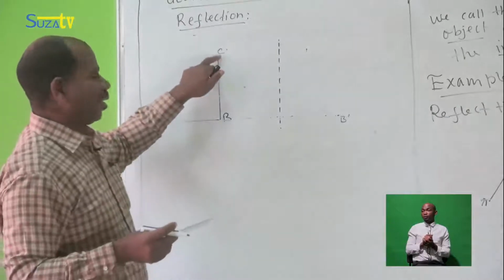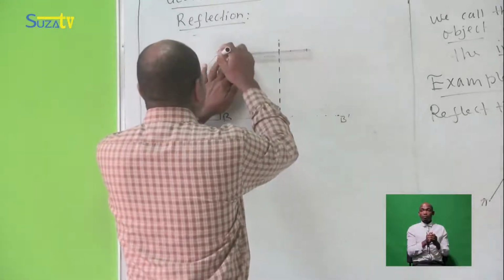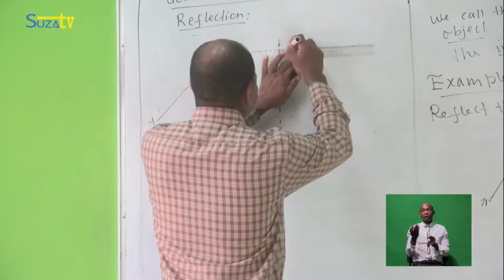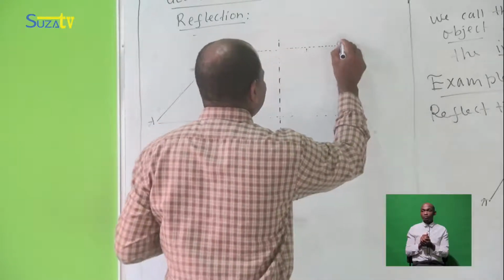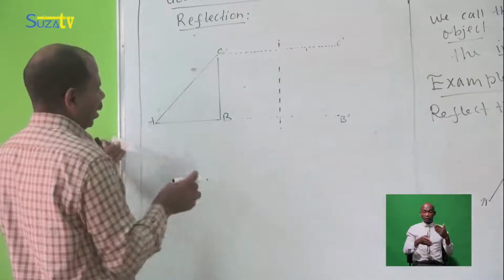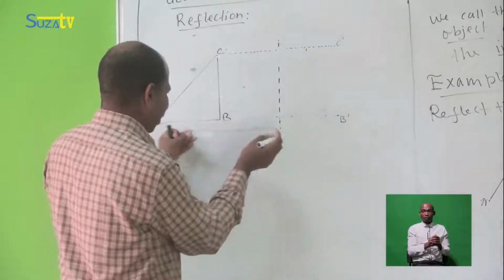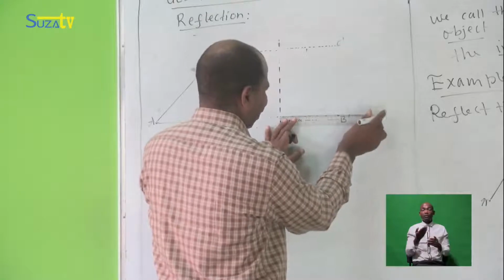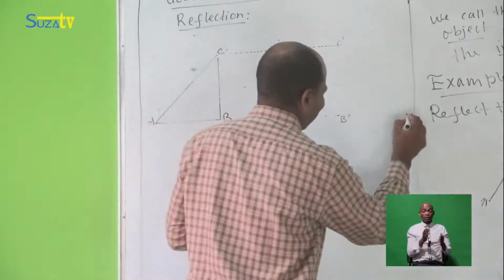And also reflect another point, C. C will have the same distance, 19, to the dotted line, as well as another 19 on the other side up to this. So here is C dash. And then we have the last point, point A. Now we can measure. Here is 30 up to this, and another 10 is 40. So this is the position of point A dash.